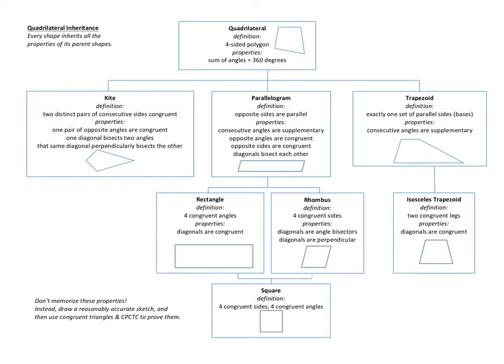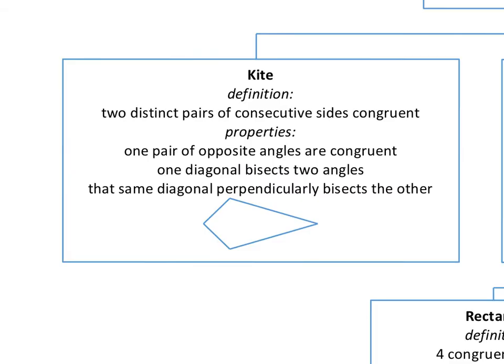And what I plan to do over the next few minutes in this video is look at each of the big groups and talk more specifically about their definitions and their properties. Let's take a few minutes now to look at kites. And the definition of a kite is a quadrilateral with two distinct pairs of consecutive sides that are congruent.